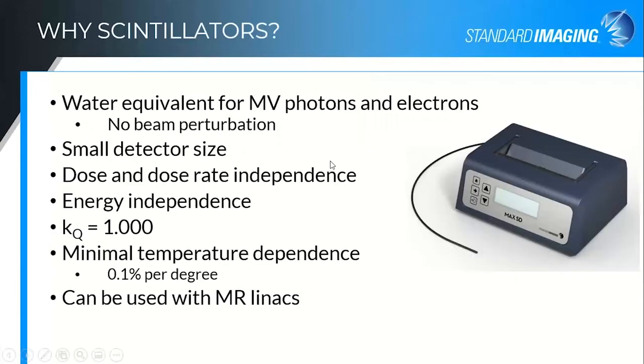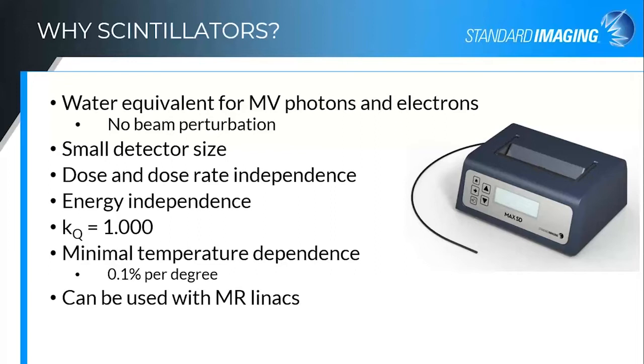So why scintillators? Why did we go down this path? There are a lot of advantages of scintillators. They've been around for a while. These plastic organic scintillators that we're looking at are water equivalent for megavoltage photons and electrons. So you're not perturbing the beam right there at the point of measurement. This is particularly critical for those small field measurements that you're making, where the Bragg-Gray cavity theory doesn't really apply anymore because the size of the detector is comparable to the size of the field that you're measuring. And so those perturbations become pretty significant.